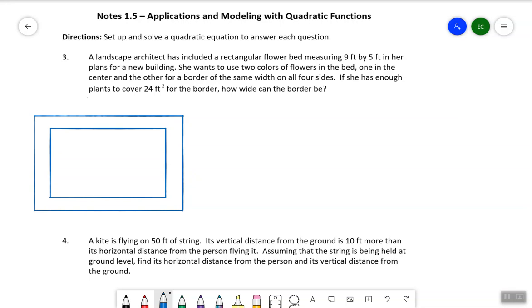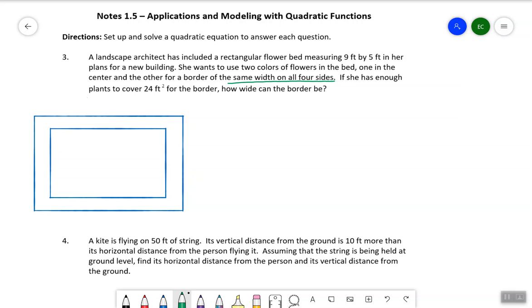Here in number 3, it says a landscape architect has included a rectangular flower bed measuring 9 feet by 5 feet. She wants to use 2 colors of flowers in the bed, one in the center and the other for a border, and the border has the same width on all 4 sides. If she has enough plants to cover 24 square feet for the border, then how wide can the border be?